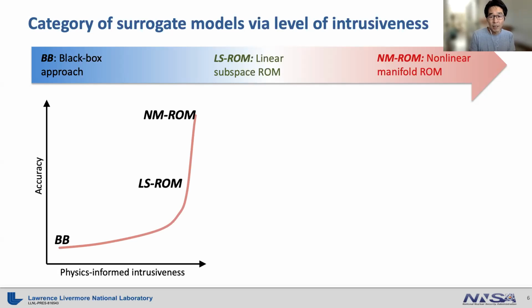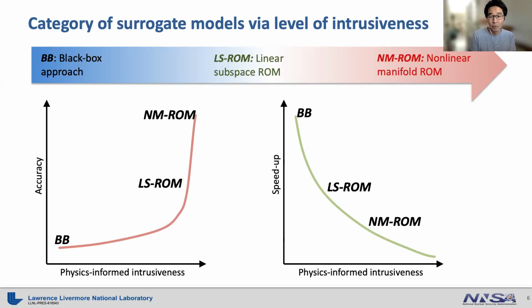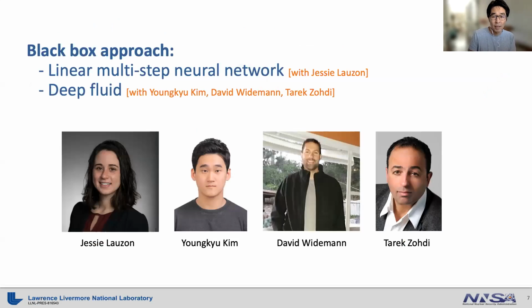But roughly speaking, more intrusiveness means more accuracy. So reduced order models are more accurate than the black box approach if the same amount of data is used. On the other hand, more intrusiveness means less speedup. So the black box method is faster than the reduced order model in general. Okay, now let me give two different but somewhat similar black box approaches: the linear multi-step neural network and DeepFluid.